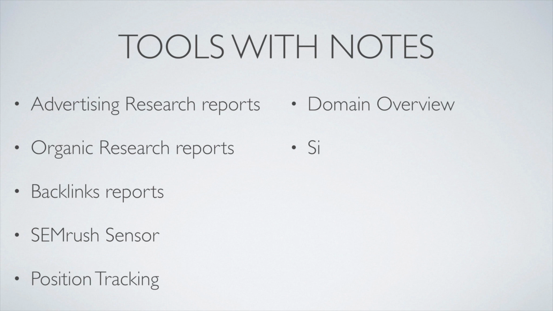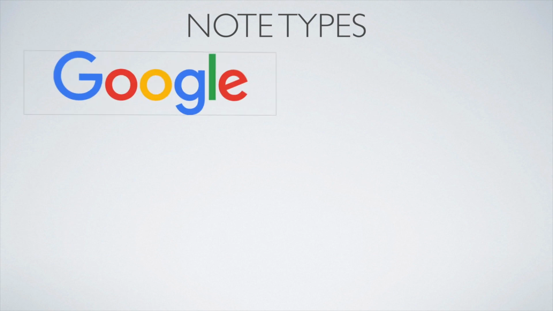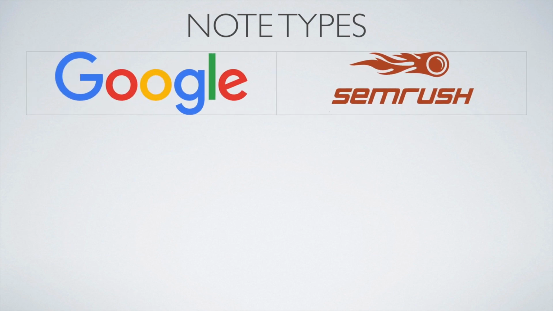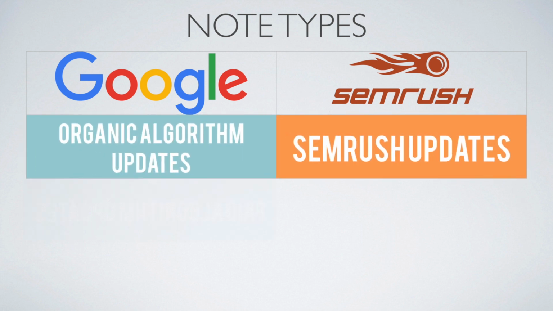We should note several types of notes in SEMrush. Google Organic Algorithm Updates, depicted by the G Google icon. Google Paid Algorithm Updates, depicted by the G Google icon. Unconfirmed Google Updates. These are hidden by default. SEMrush Updates, depicted by a red diamond. My Notes, user-generated and depicted by a red diamond. SEMrush Sensor, depicted by a red diamond.